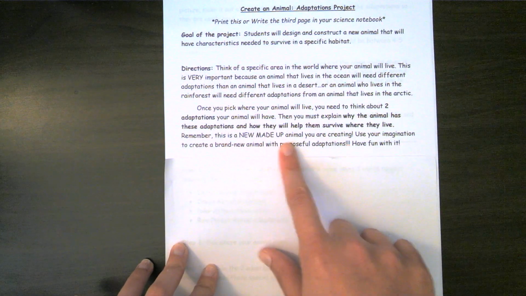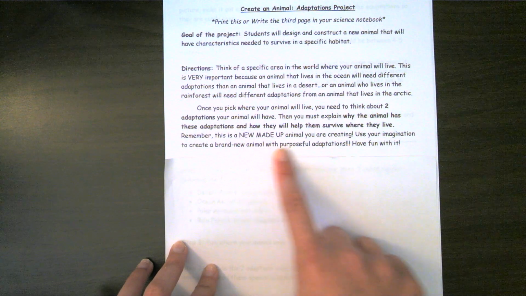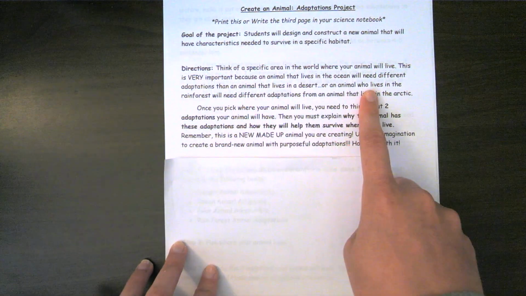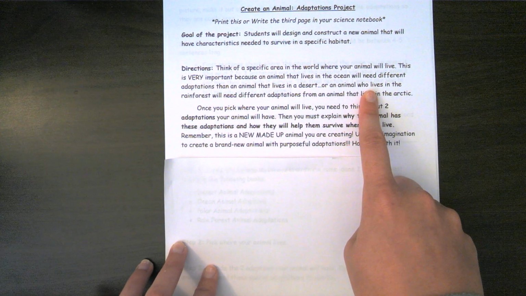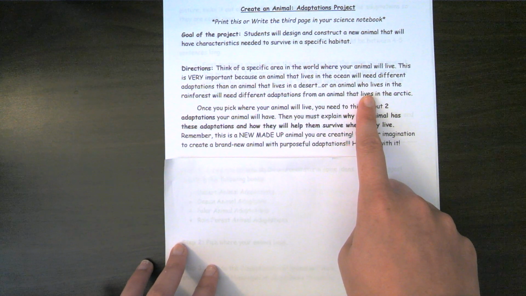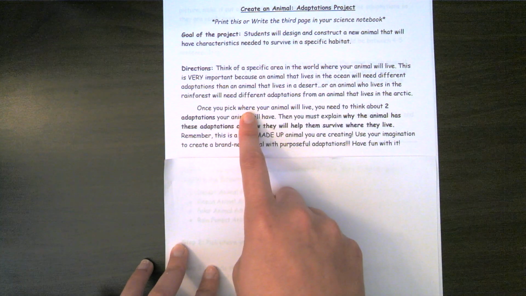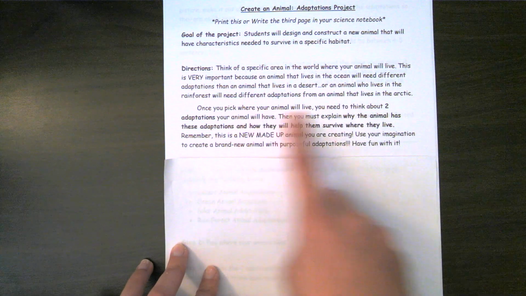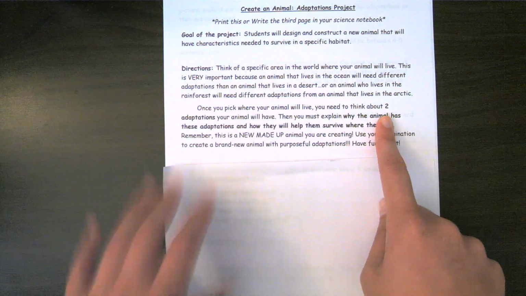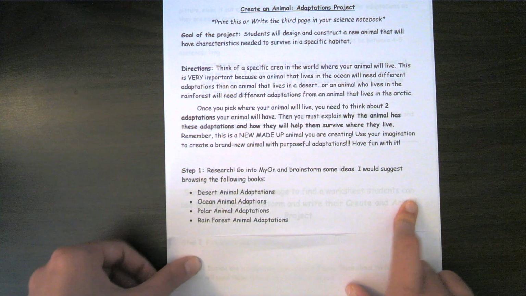Now remember, this is a new made-up animal you're creating. Use your imagination to create a brand new animal with purposeful adaptations. Have fun with it. So think about, if you're making an animal that's going to live in the ocean, what are some adaptations it could have that could help it survive in the ocean and where it lives? Maybe an adaptation that helps it hide, an adaptation that helps it swim fast or catch food, an adaptation that helps it live longer.